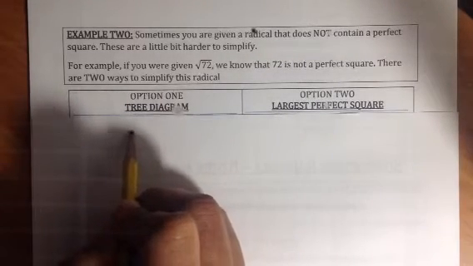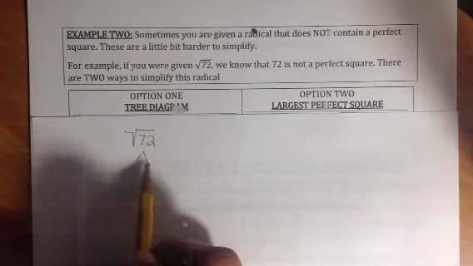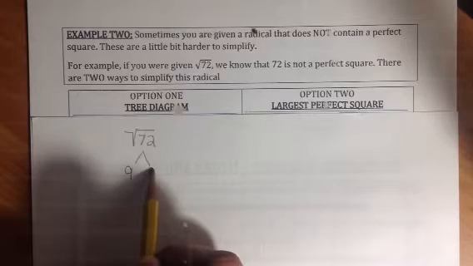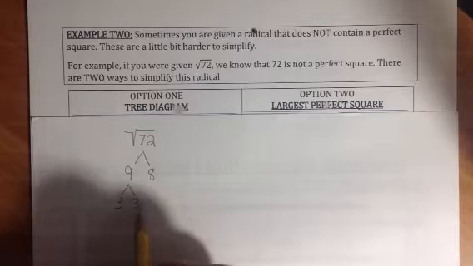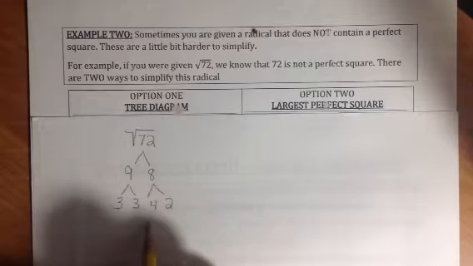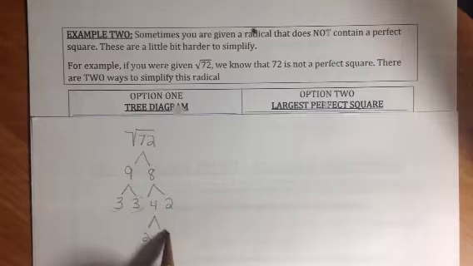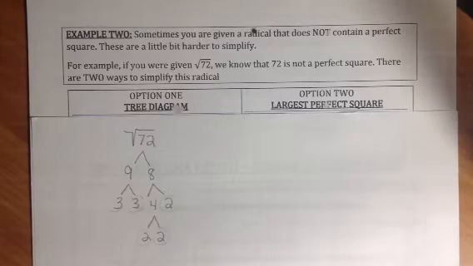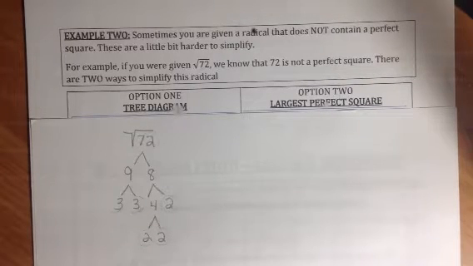So if I have radical 72, I know that 72 is 9 times 8. I'm going to keep breaking these factors up into smaller factors until I get prime factors. So 3 is a prime number, 2 is a prime number, and 2 is a prime number. I cannot break these up anymore. Alright, so my next step is, notice that all the numbers at the end of the branches are prime numbers. This means that we are done.